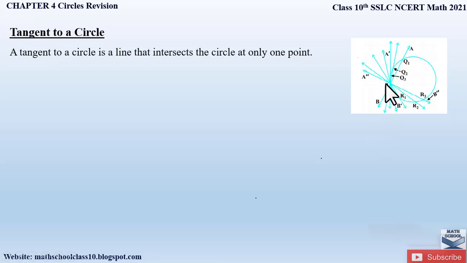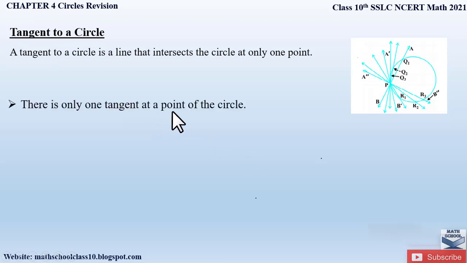But we can notice that at a point P, we can obtain only one single tangent, which is A dash and B dash, because a tangent occurs only when there is a single point of intersection between the tangent and the circle. Okay, so there is only one tangent at a point of the circle. Only one tangent can be drawn at any given point of the circle.